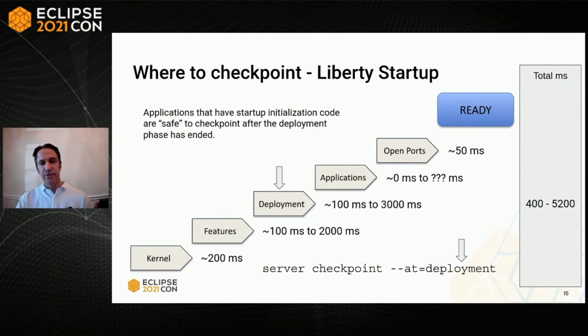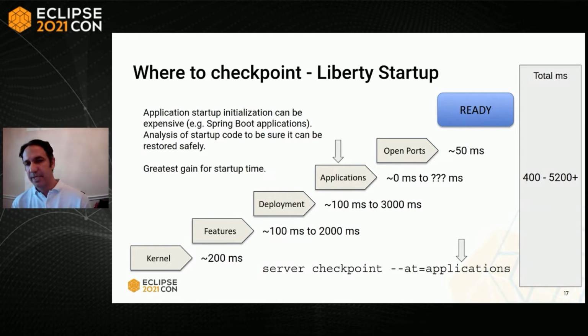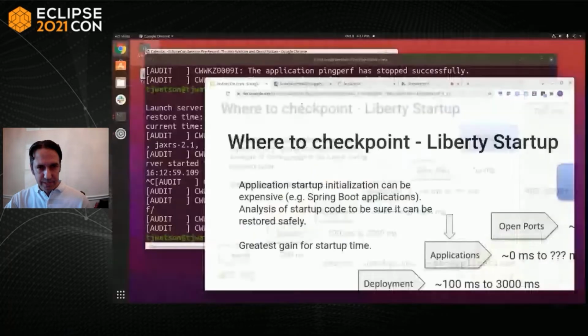In that case, you can go back to the deployment checkpoint, and that way we'll do the checkpoint, because everything up to that point in Liberty we know should be safe to checkpoint, and then rather than the restore, we'll go directly into the application code. But if you have something like a Spring Boot application, you probably will want to try and analyze some of the startup code there, because that can be very expensive. And perhaps it is able to be checkpointed, and that would give you the greatest gain in startup. So I can give you a quick demo of that.